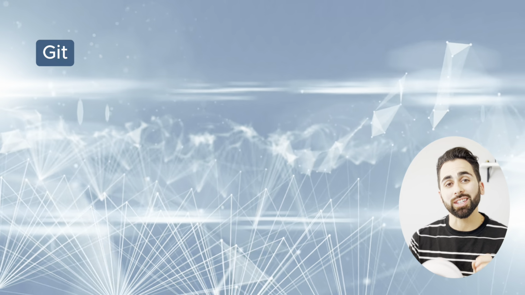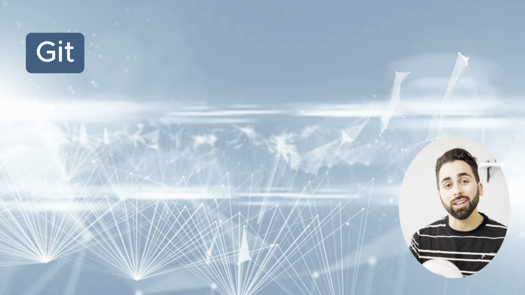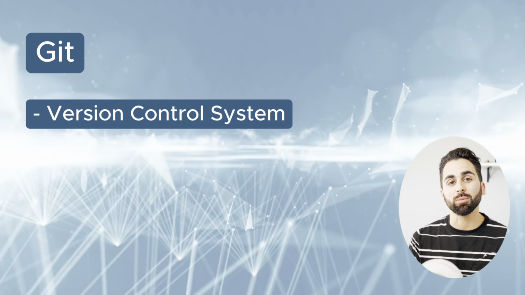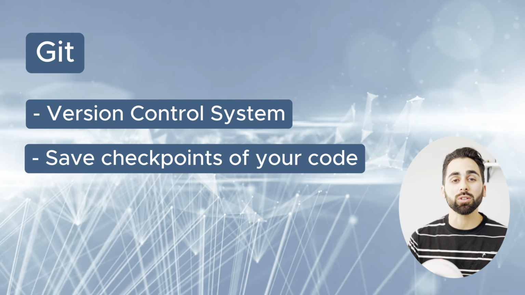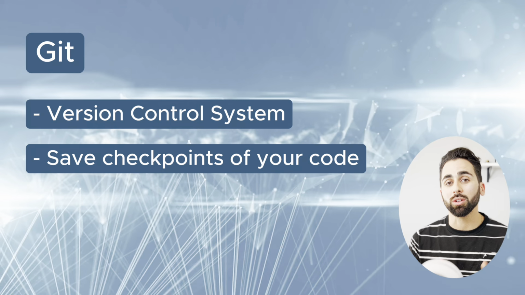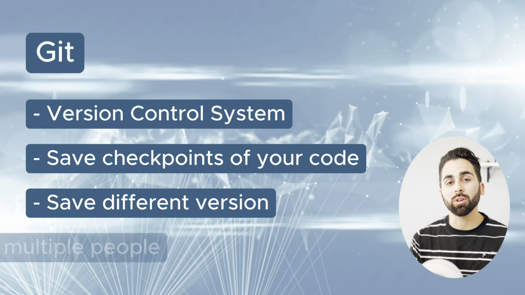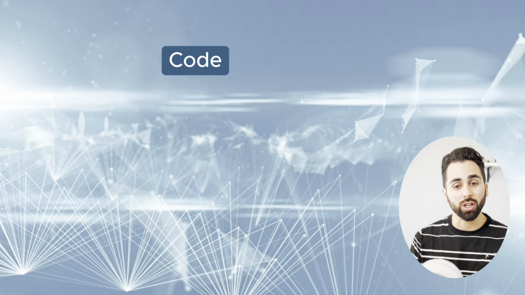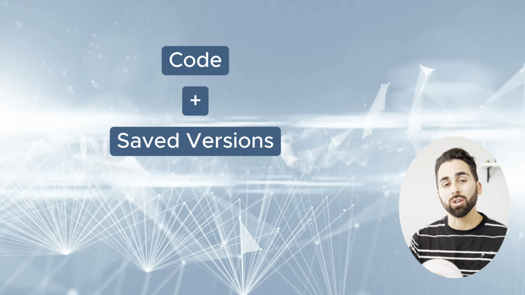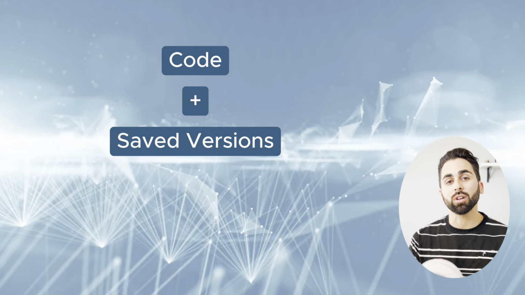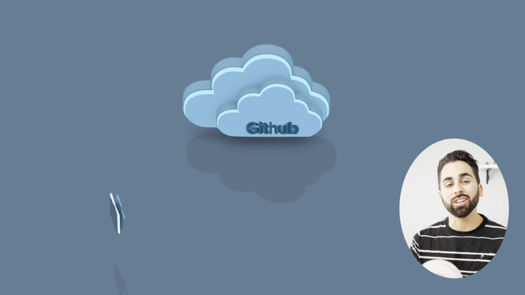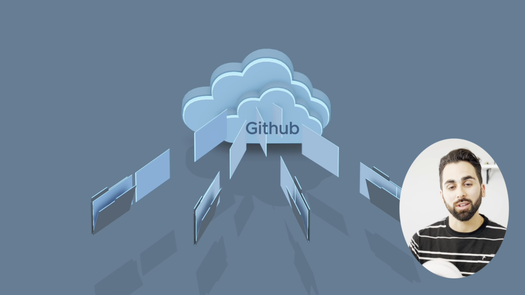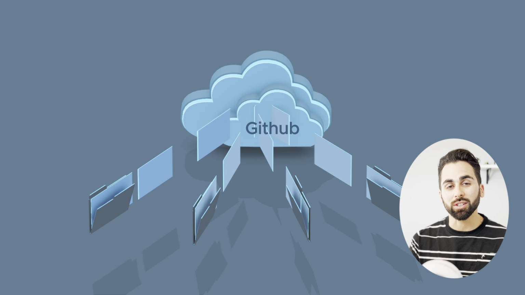The first is Git. Yes, the Git in GitHub actually stands for something. It's a version control system, which basically means you can have checkpoints for your code at any given time. You can have different versions, and many people can be using it at the same time. The code, along with the checkpoints, or saved versions, are all held in what's called a repository. And you can think of GitHub as your digital bank that hosts your virtual repositories. This might sound complicated, but it's actually very easy.